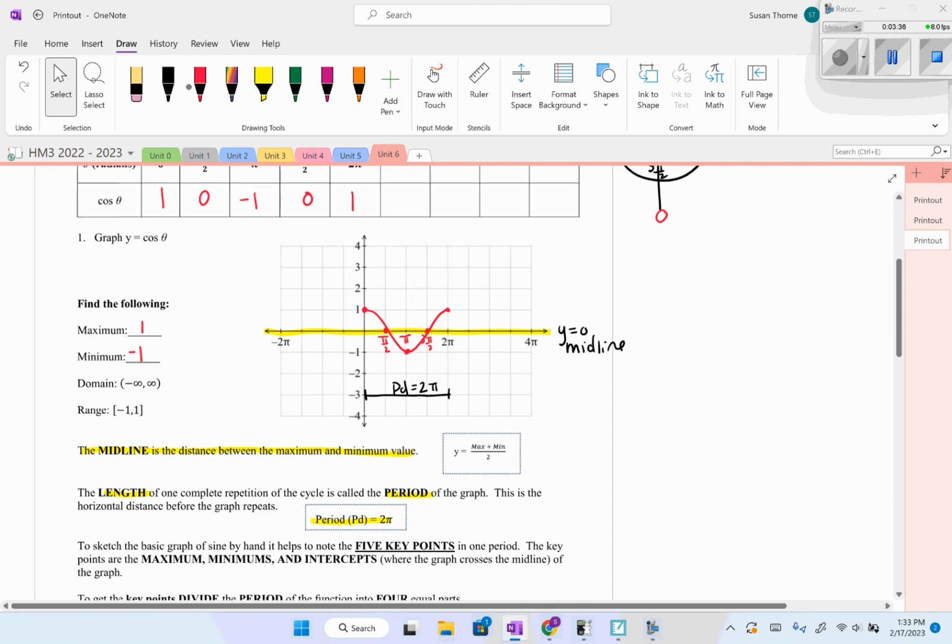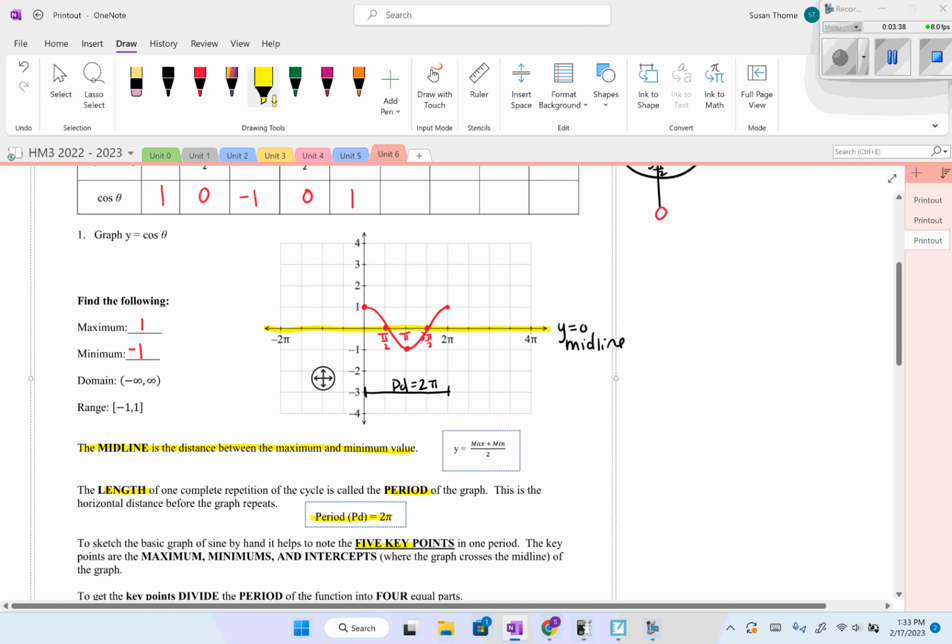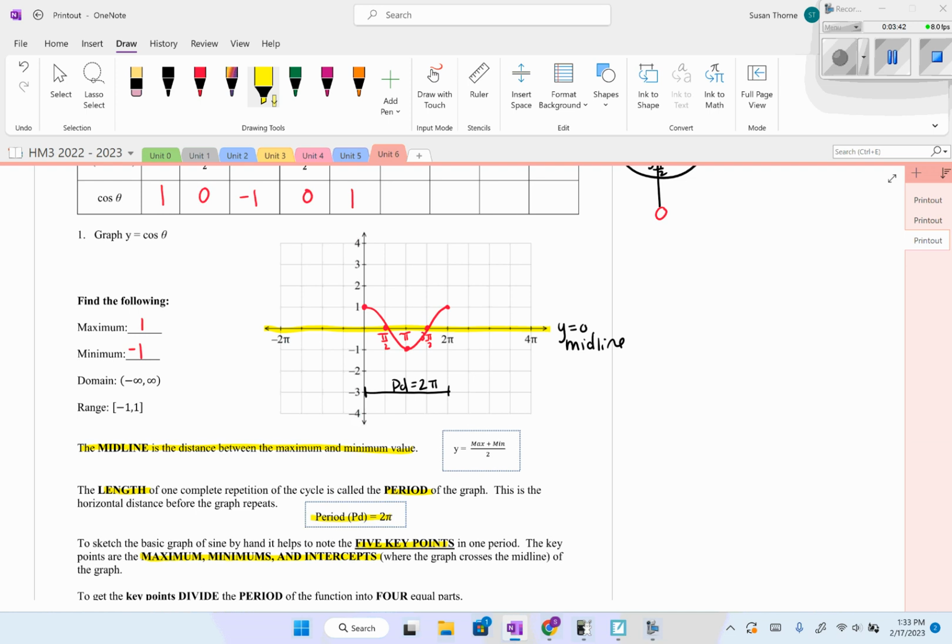And then, as we said, we want to sketch the 5 key points. The 5 key points are the maximums, the minimums, and the intercepts where the graph crosses the midline. So those were these values here. 1, 2, 3, 4, 5. Those are our 5 key points.